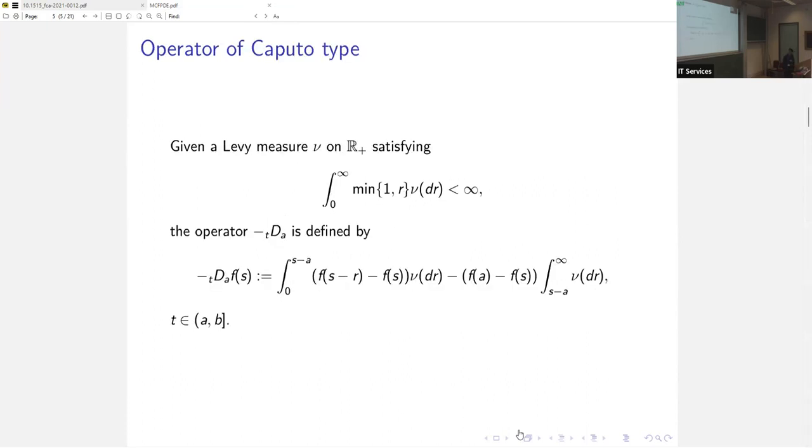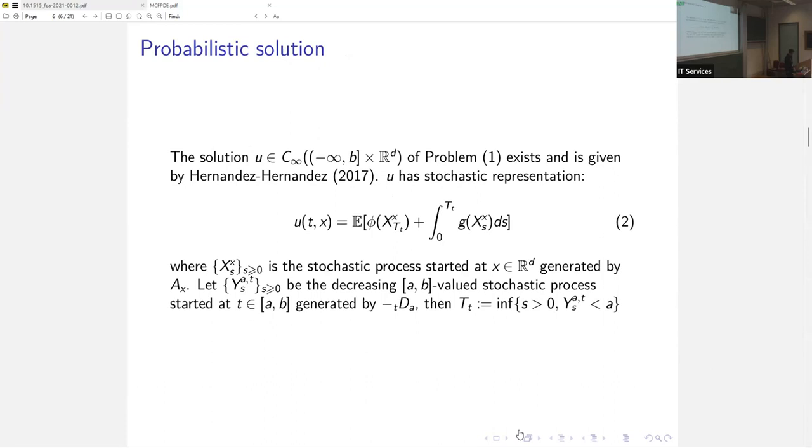Now let's see the operator of Caputo type. It's defined by this. Given a Lévy measure satisfying this, the operator D is defined by this formula. The solution U of problem 1 exists and is given in the literature. U has a stochastic representation. It's the expectation of phi of X at the stopping time T, plus the integral of G.